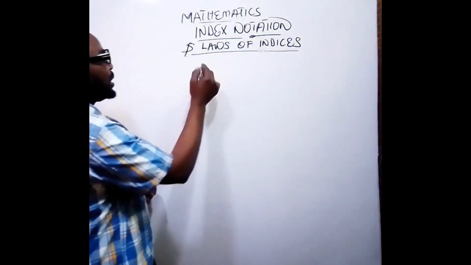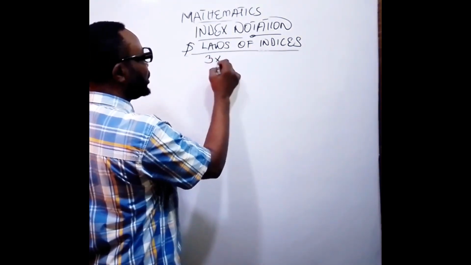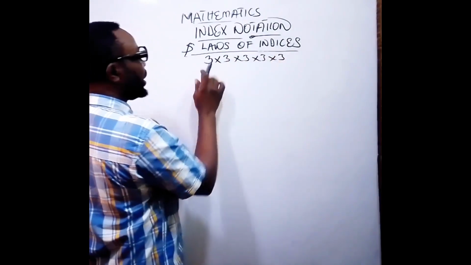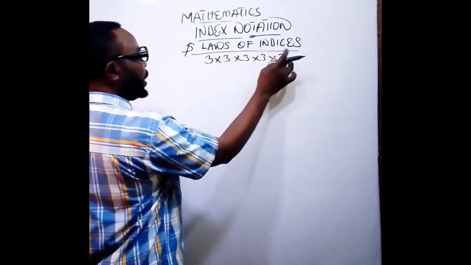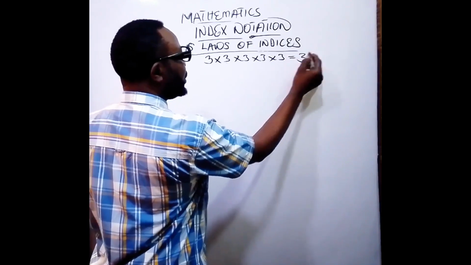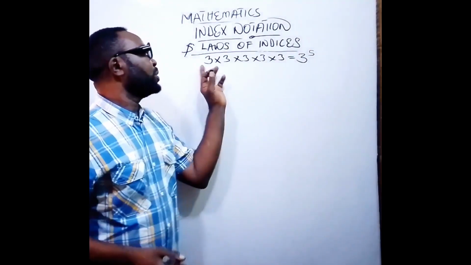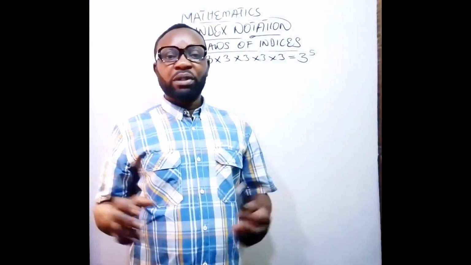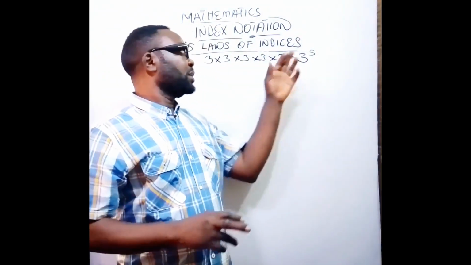Now, for instance, if you have 3 multiplied by 3 times 3 times 3 times 3, how many times do I write this 3? 1, 2, 3, 4, 5. It will be equal to 3 raised to the power of 5. Instead of writing all this, I'll just write 3 raised to the power 5. It will be understandable by anybody.